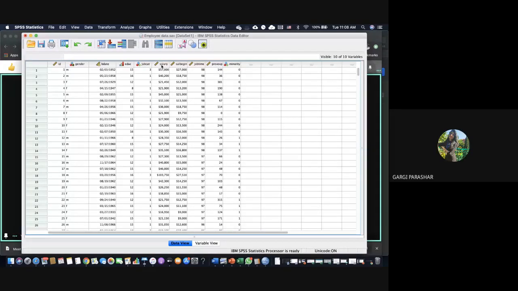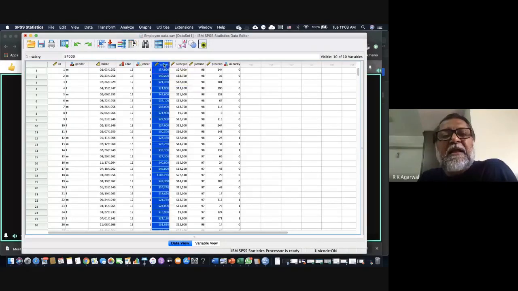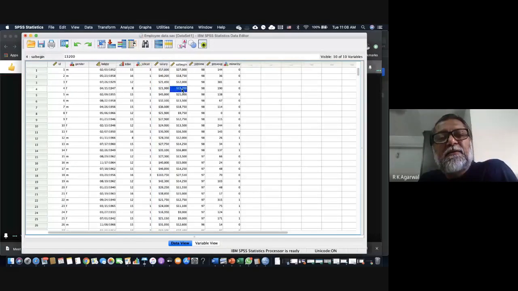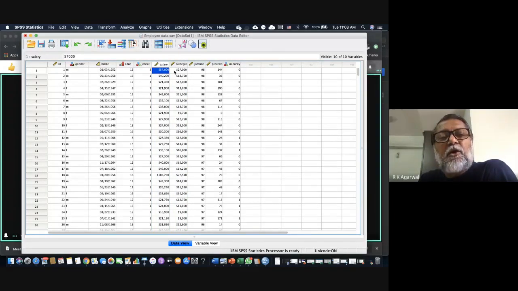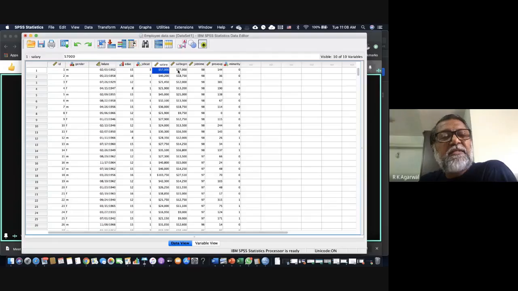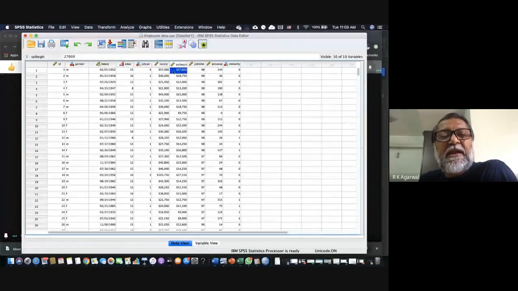Now the next two columns, one is salary and the other one is sal begin. This is the first salary that this employee received when this employee, who is a male, started working. And this 57,000 is the current salary of this person. So you started with 27,000 and you are currently drawing a salary of 57,000.